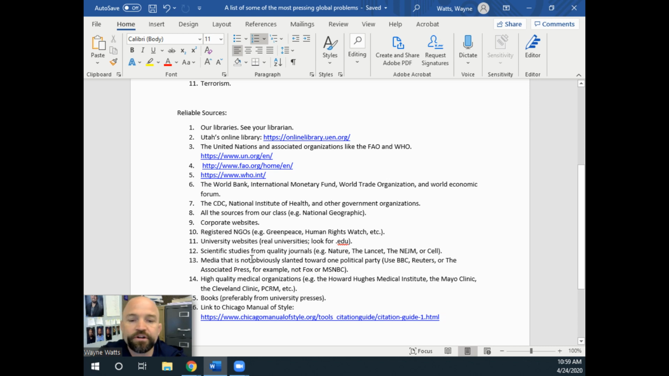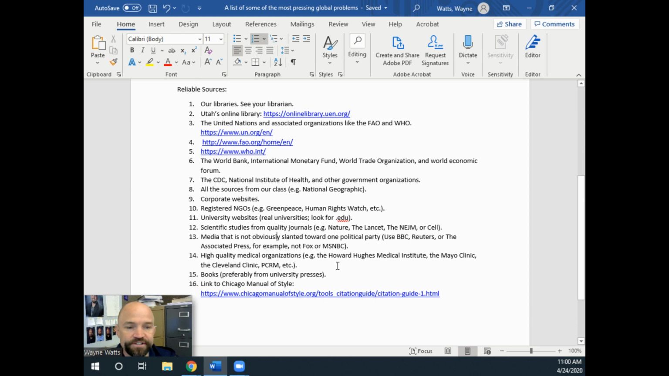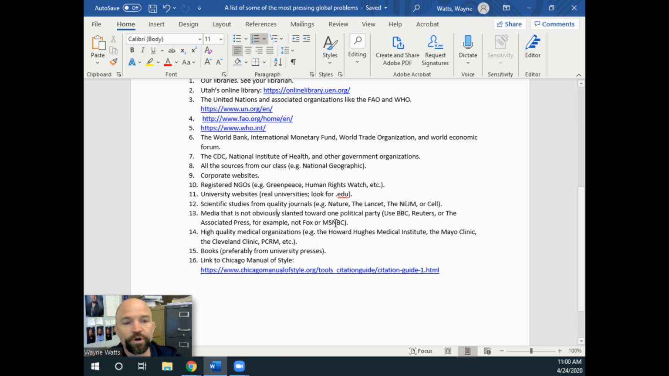You can use media. I mean, we're talking about current events here, right? But if you're going to use information from the media, you need to not use sources that are obviously slanted towards one political party. So use BBC to avoid American political issues, or Reuters, or the Associated Press. Do not use, for example, Fox News or MSNBC, because they tend to be obviously biased in favor of one political party.